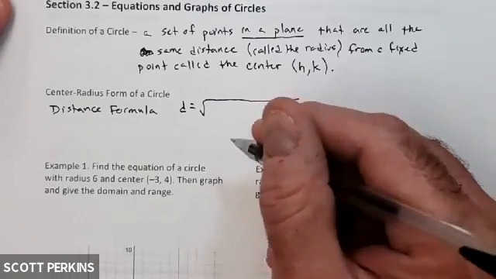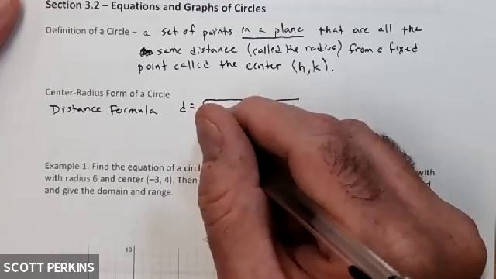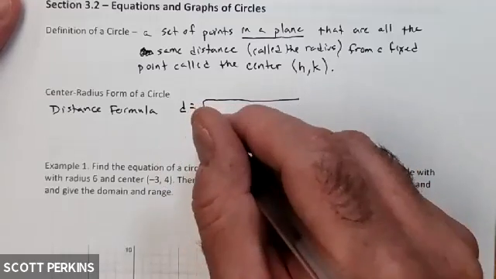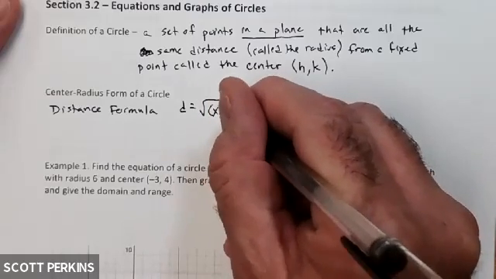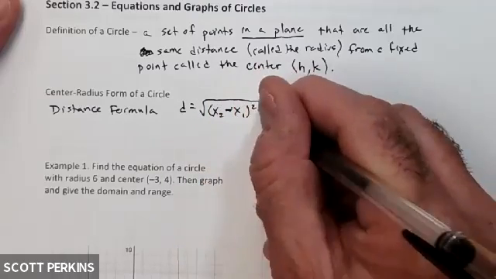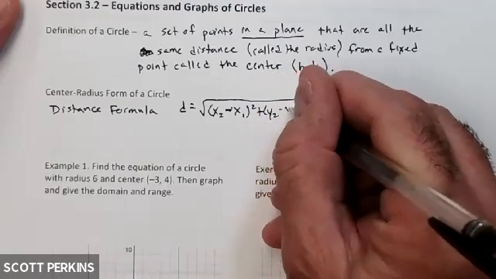All right, I understand. It's been a long time, so don't beat yourself up over that, but you do want to review this, I promise. So it's the square root of x2 minus x1 squared plus y2 minus y1 squared.